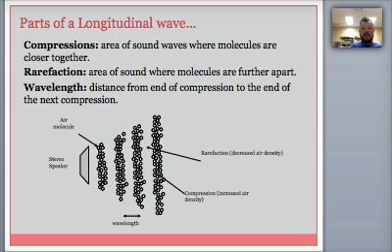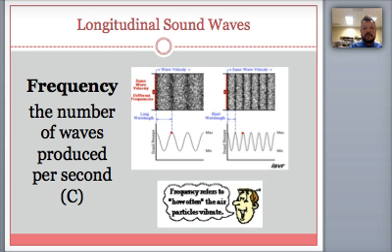Parts of a longitudinal wave. There are two major parts in a longitudinal wave: the compressions, which are an area of sound waves where the molecules are close together; and rarefactions, the area of sound where molecules are further apart. The wavelength is the distance from an end of a compression to the end of the next compression. Frequency is the number of waves produced per second.